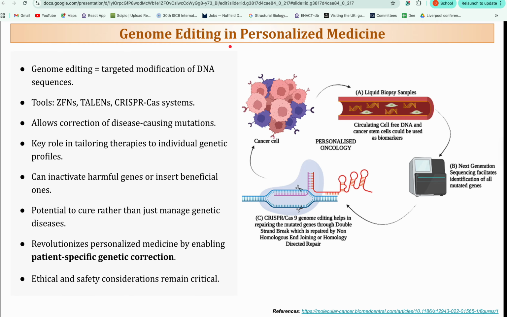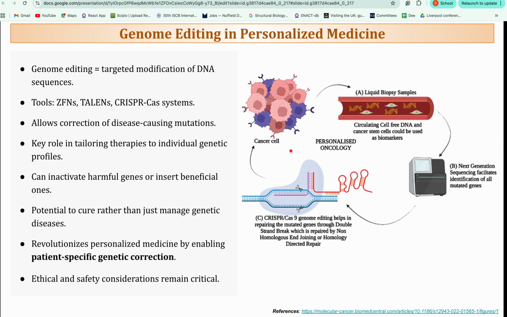Okay, so now we'll talk about genome editing in personalized medicine, which we were previously discussing. So, genome editing means when we are editing the genome, we are modifying some components of the DNA, some DNA sequences. And the tools which we can use are ZFNs, which are zinc finger nucleases, TALENs, and CRISPR-Cas systems, which allow the correction of disease-causing mutations. Key role in tailoring the therapies to individual genetic profiles. It can inactivate the harmful genes or insert the beneficial ones.